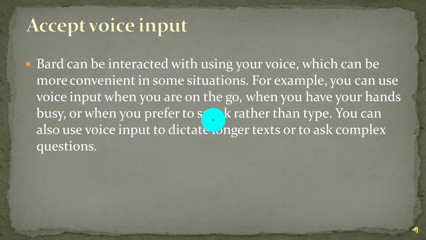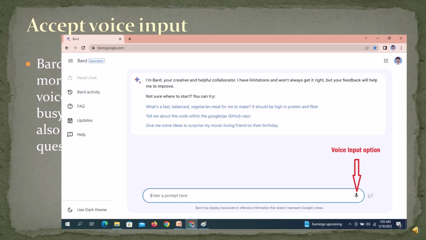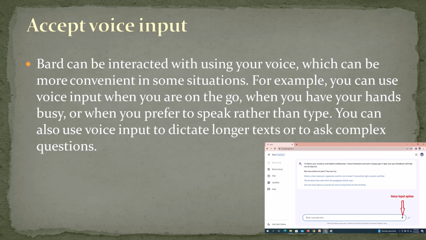The next point is accepting voice input. Bard can be interacted with using your voice, which can be more convenient in some situations. For example, you can use voice input when you are on the go, when you have your hands busy, or when you prefer to speak rather than type. You can use voice input to dictate longer text or to ask complex questions.